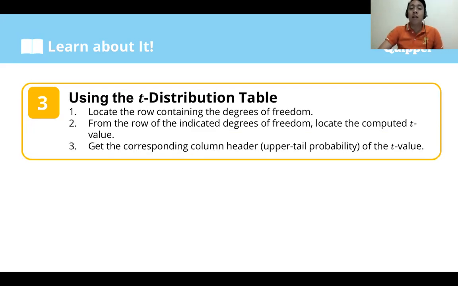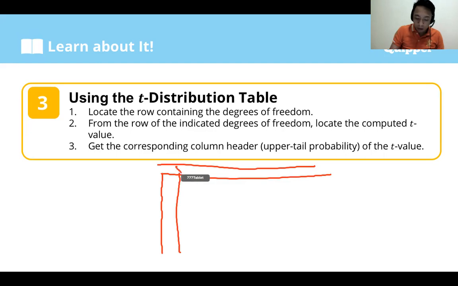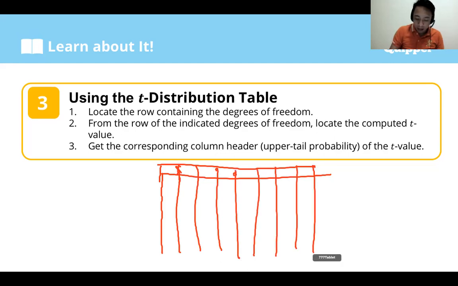So how do we use the T distribution table? First, locate the row containing the degrees of freedom. For example, our degrees of freedom is 19, so you need to find 19 first. Okay? And from the row, so yung drawing ko dito ha. For example, these are the DF, and this will be our probability, alpha. Okay? Sabihin ng kulay para maging appropriate siya.